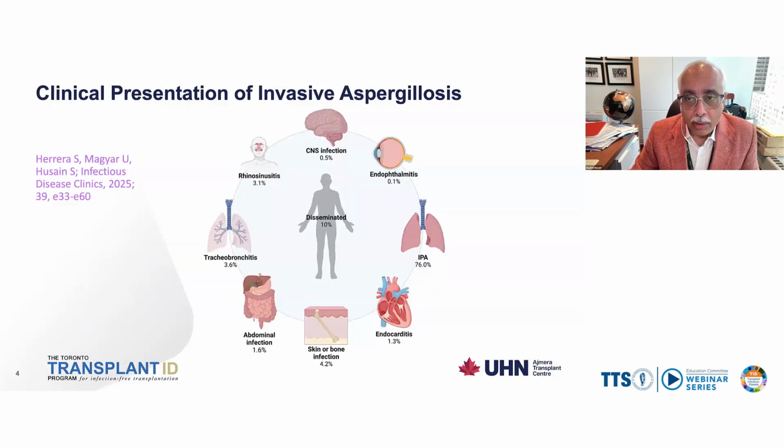When you look at the clinical presentation of invasive aspergillosis in solid organ transplants, around 3.6% are tracheobronchitis. Most of the infections are invasive pulmonary aspergillosis, involving the lungs, and very occasionally you will see CNS infection in the current era. That is probably because of the early recognition and the surveillance of the transplant recipients.